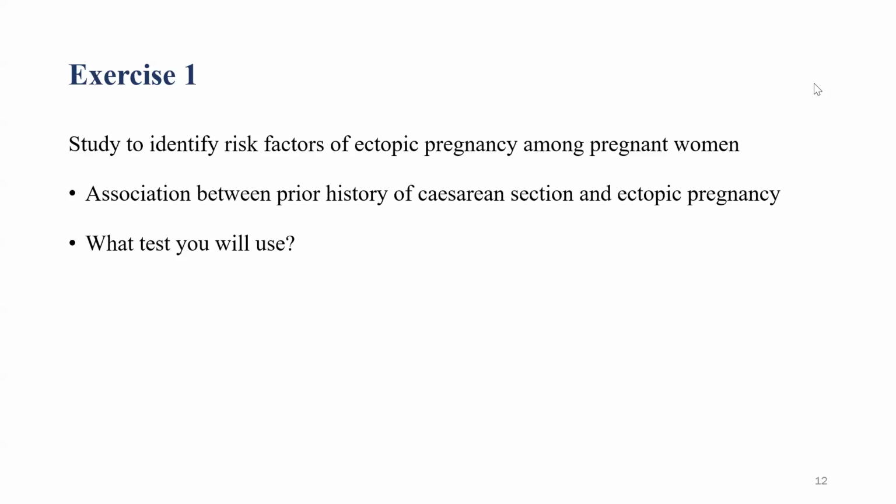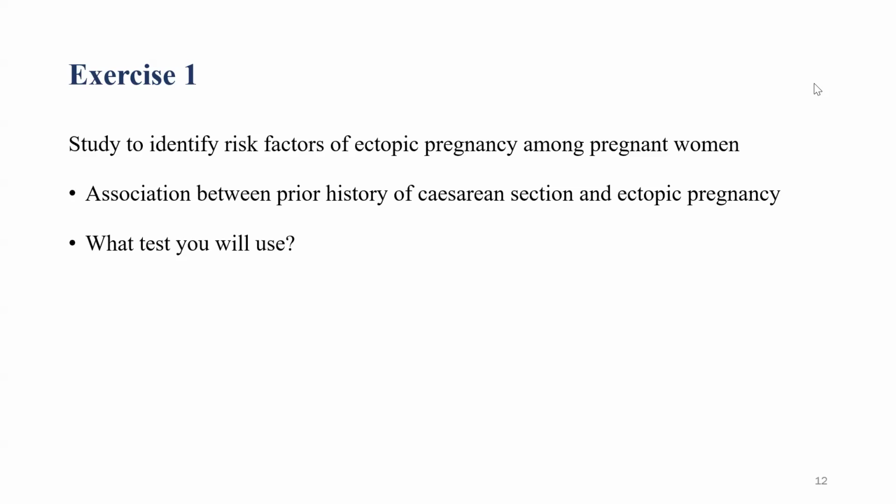Okay, so next quickly we will see certain exercises. Here I want the participants to give your inputs. We are going to do a study to identify the risk factors of ectopic pregnancy among pregnant women. We are going to test the hypothesis between prior history of cesarean section and ectopic pregnancy. If such a scenario is there, what is the test that you can use? You're going to test the association between history of cesarean section and ectopic pregnancy.